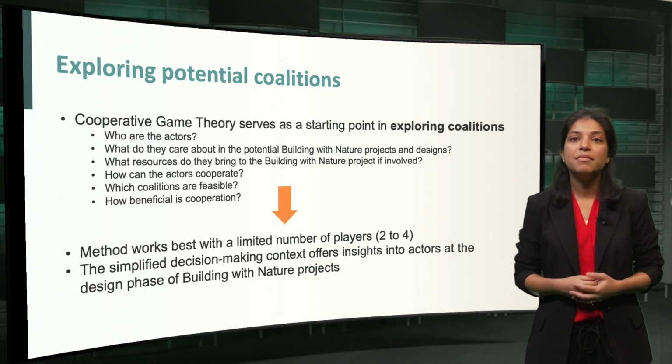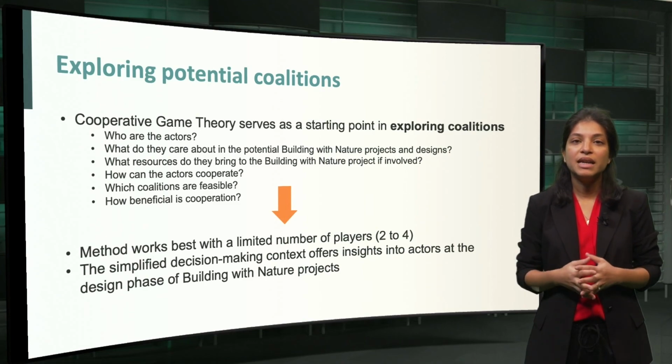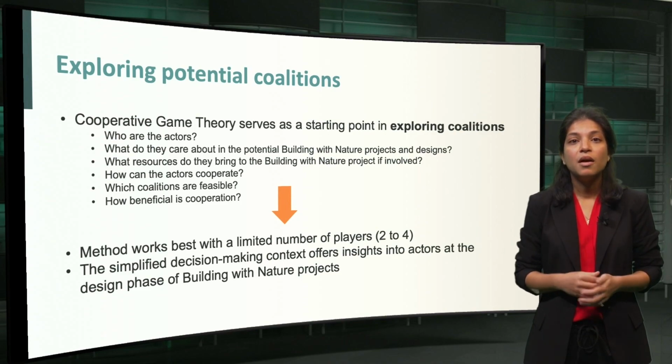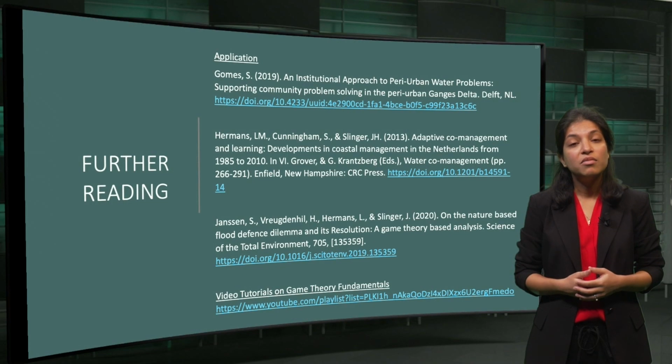So cooperative game theory can be applied in building with nature. The method works best with a limited number of players, typically between 2 and 4. But this simplified decision-making context offers insights into the actors in the design and implementation of building with nature projects. If you want to learn more about game theory or its application methods, you may want to refer to these resources.